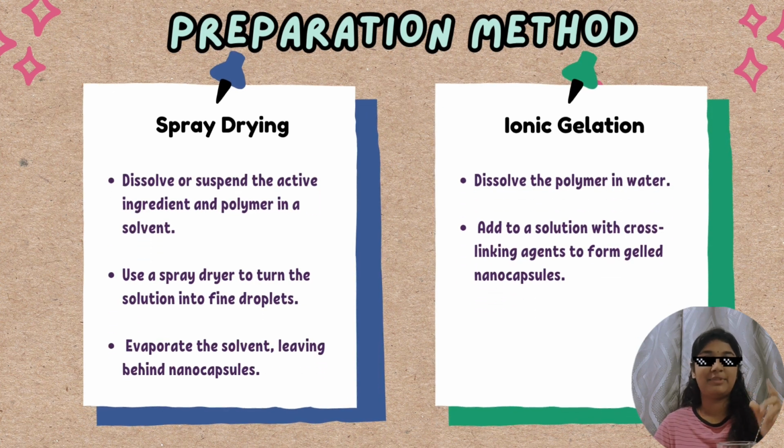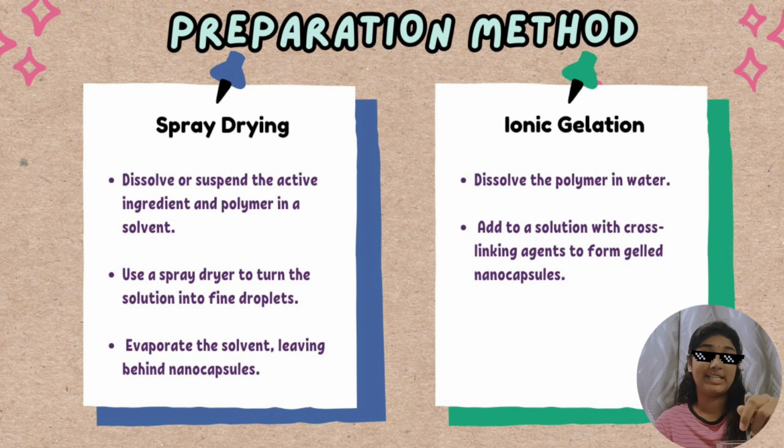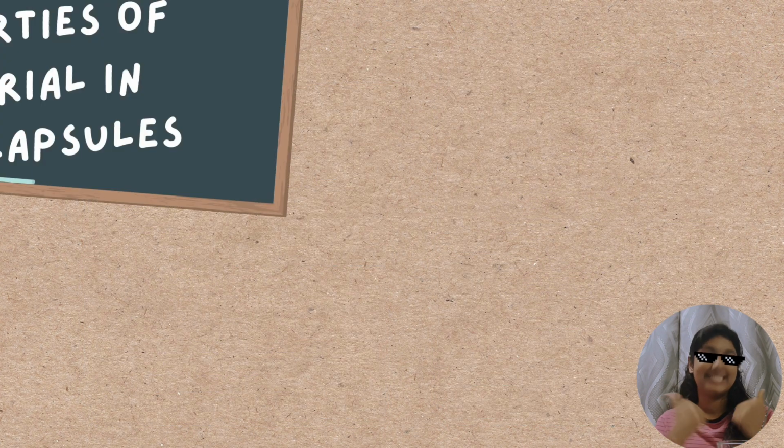Fifth method, spray drying. Dissolve or suspend the active ingredient and polymer in a solvent. Use a spray dryer to turn the solution into fine droplets. Evaporate the solvent, leaving behind nanocapsules. Last method, ionic gelation. Dissolve the polymer in water. Add the solution to a cross-linking agent to form gelled nanocapsules.